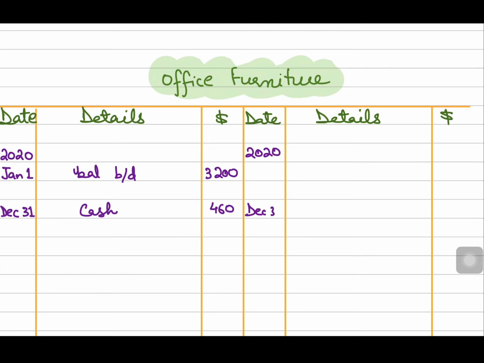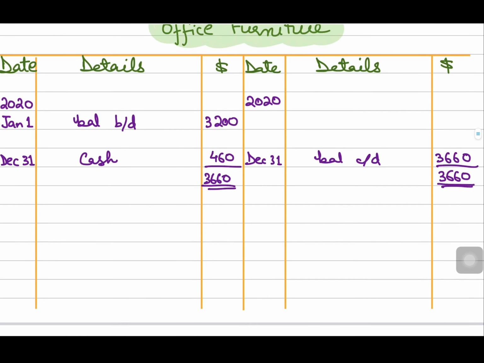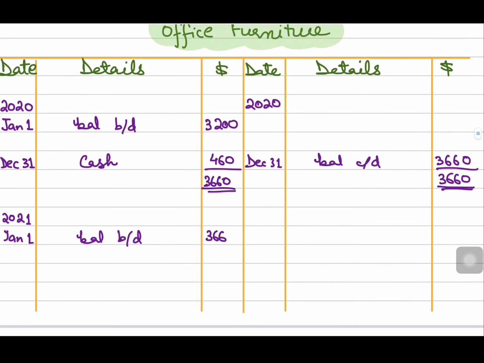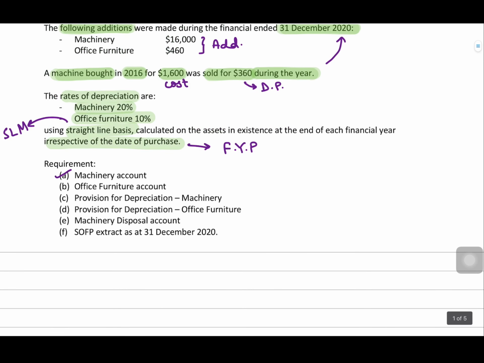This will give us a balance CD figure at 31st December of 3,660 and totals of 3,660 as well. Lastly, we just have to show the balance brought down for the next period. January 1st, 2021, balance brought down 3,660. So we are done with the second requirement as well. Now we have to move to the third one, which is the provision for depreciation of machinery account.